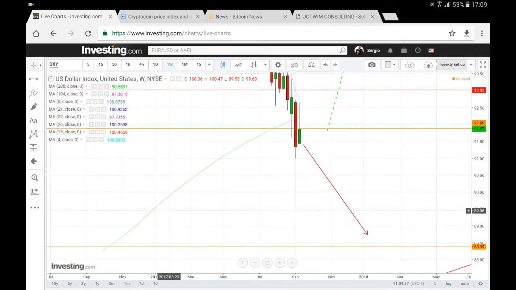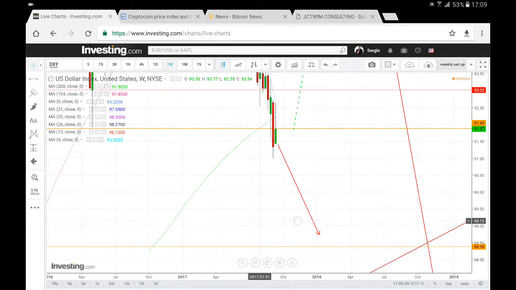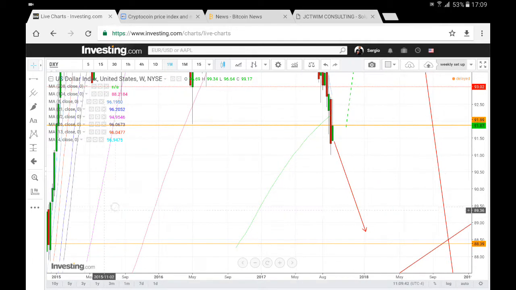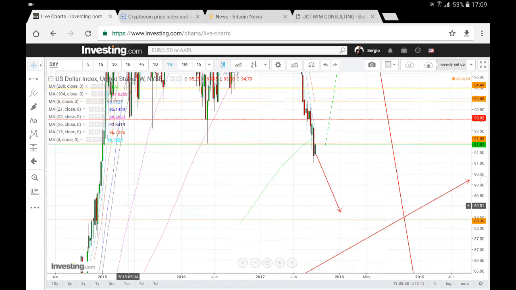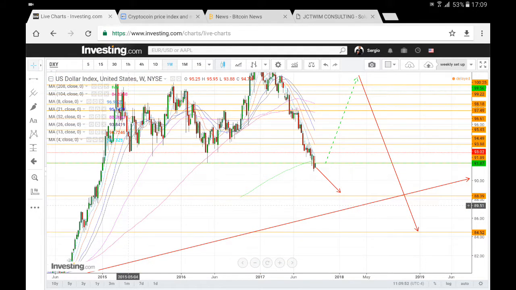But first of all, we have the psychological level of 90, and if we lose that particular 90 mark, we're gonna go much lower and very quickly. You see, because we have no key resistance over here.